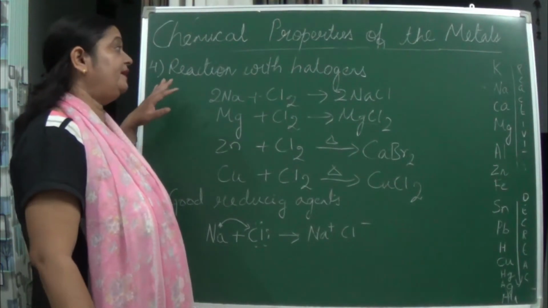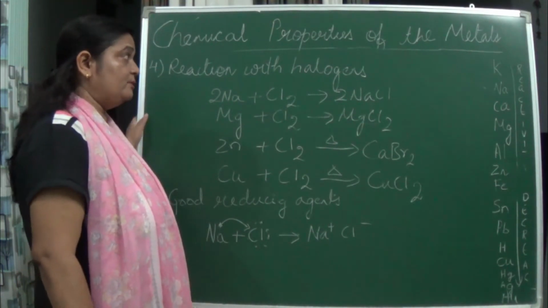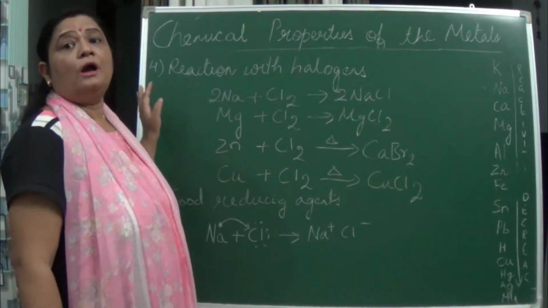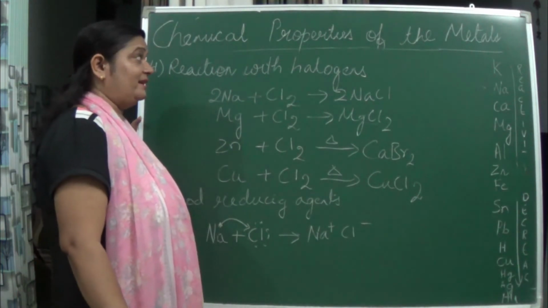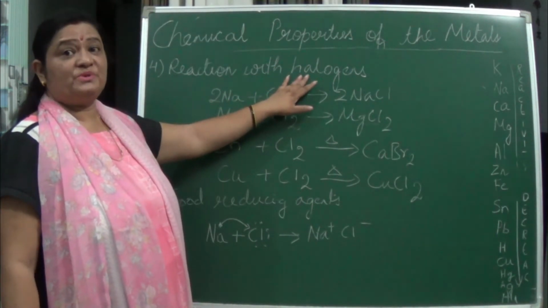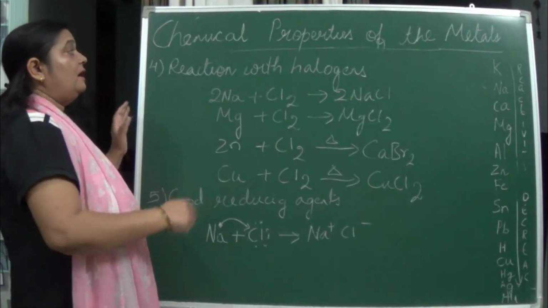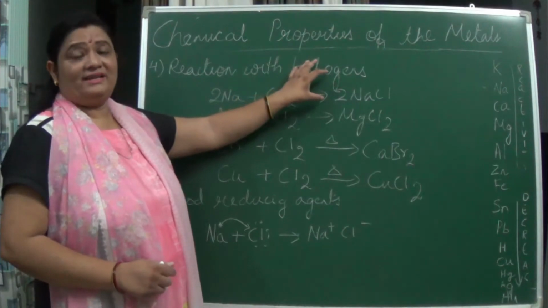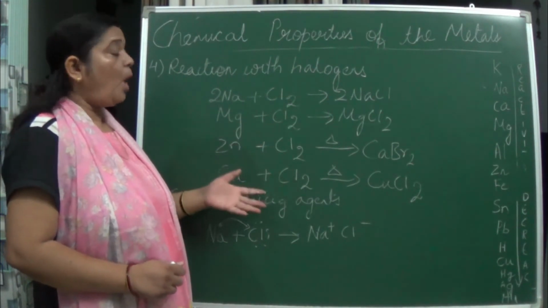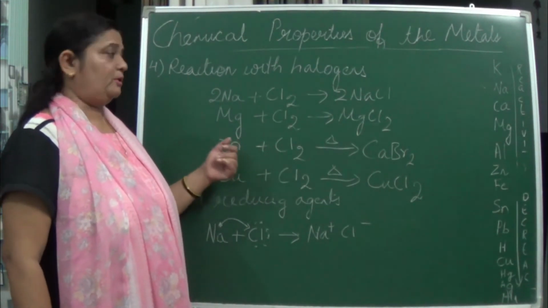Now, how do metals react with halogens? What are halogens actually? Halogens are fluorine, chlorine, bromine and iodine, collectively called halogens. They are placed in group 17 of the periodic table. Now these metals either react directly with the halogens to form the product, or we supply some heat to it and it forms the corresponding salt.